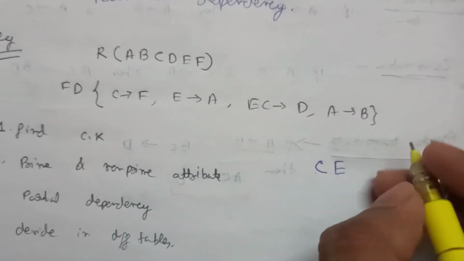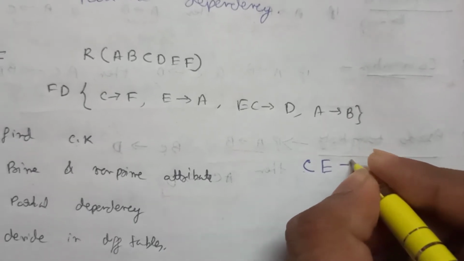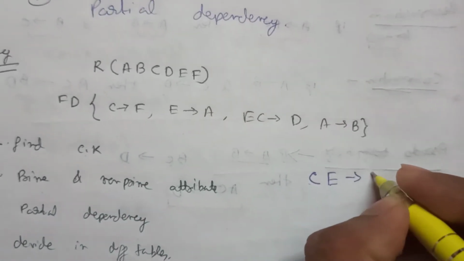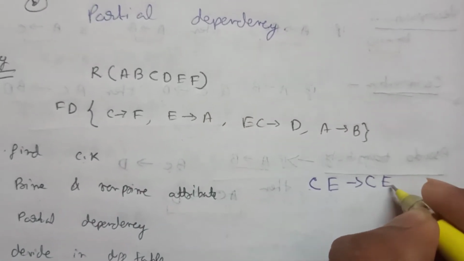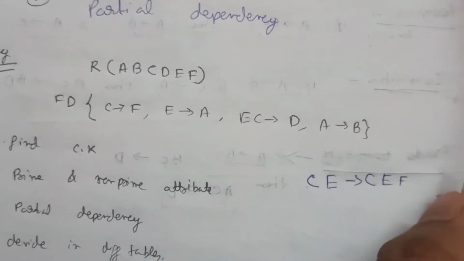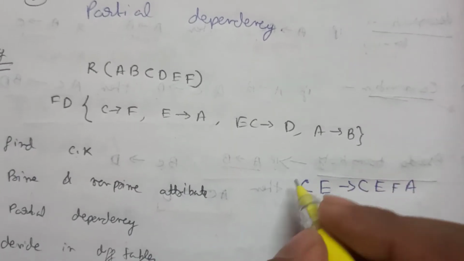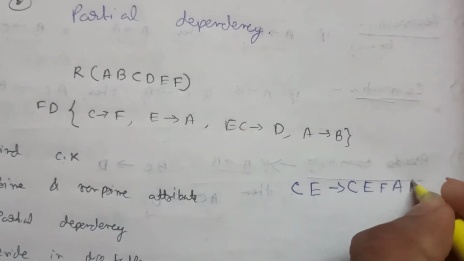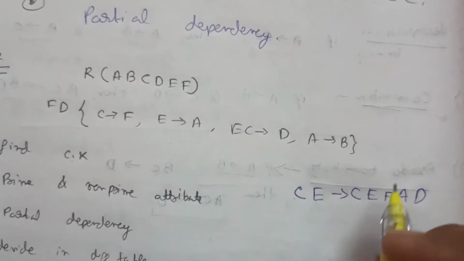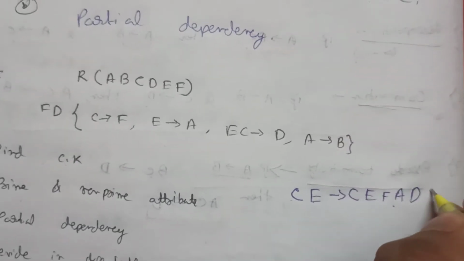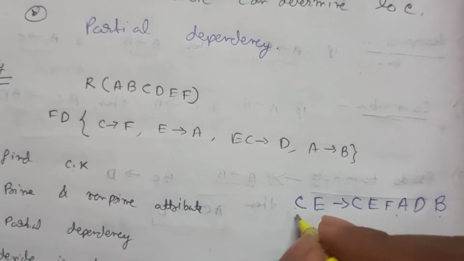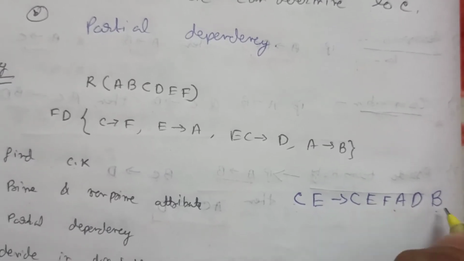Now let's check the attribute closure of CE. What can CE determine? First, CE can determine themselves. Also C can determine F, and E can determine A. CE together can determine D, and as E can determine A and A can determine B, by transitive dependency we can say that CE can also determine B. So you can see that CE can determine all the attributes present.